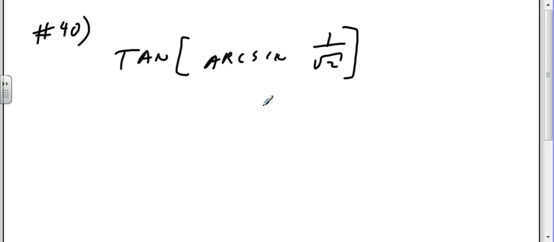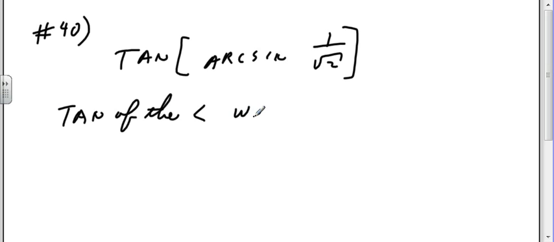All right. So remember what we did in the first part of the problem set? We wrote the meaning of things. All right, so we have to get to the meaning of things. I want the tangent of the angle whose sine is 1 over the square root of 2. Okay, so that's the meaning of what I have there.